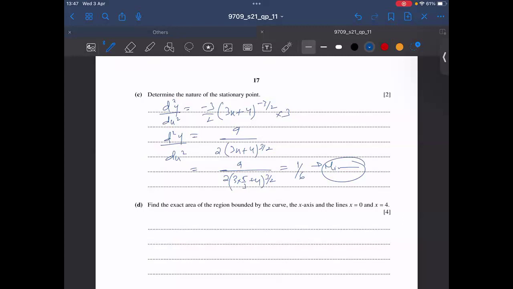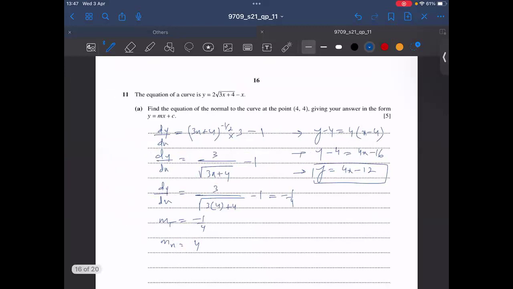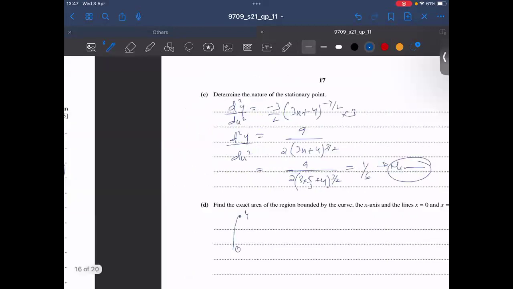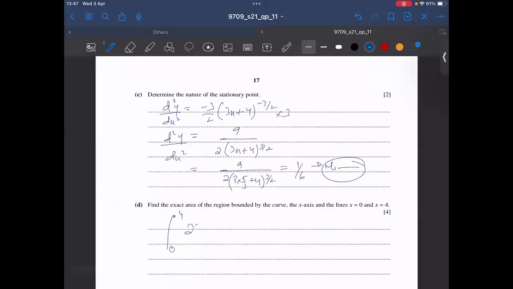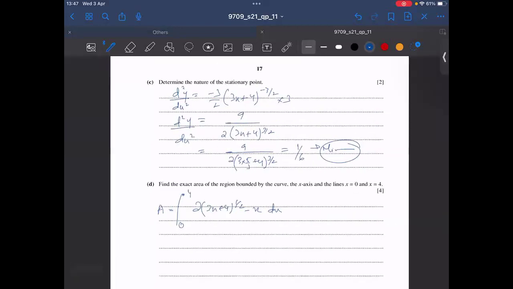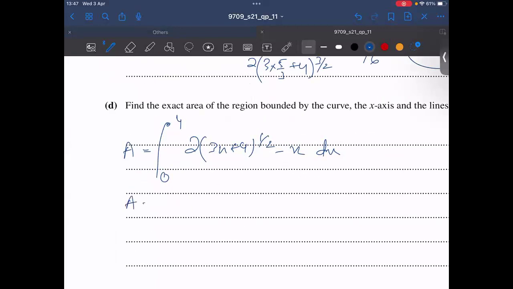Yes. Iman? Okay. Find the exact area. x equals 0, x equals 4. Okay. You need to integrate from 0 to 4, 2 bracket 3x plus 4 to the power of half minus x, dx, area.